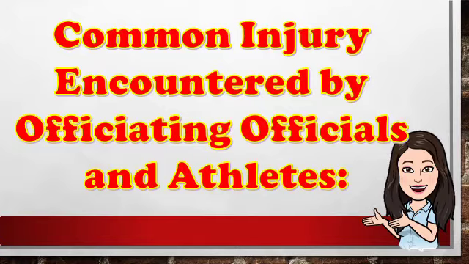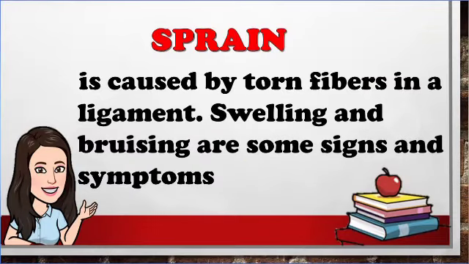Common injury encountered by officiating officials and athletes. Sprain is caused by torn fibers in a ligament. Swelling and bruising are some signs and symptoms. The ligament can have a partial tear, or it can be completely torn apart. Ankle sprains are the most common type of sprain.